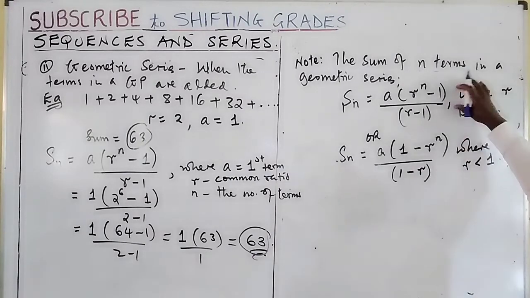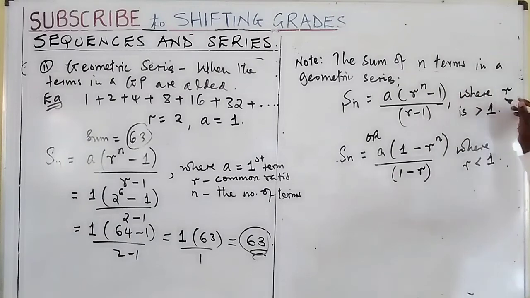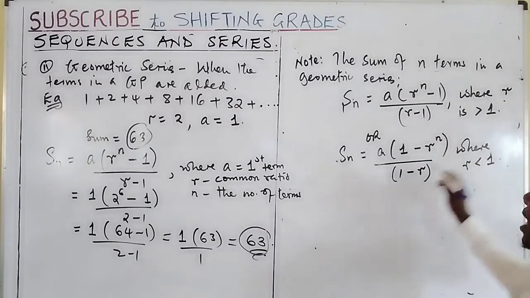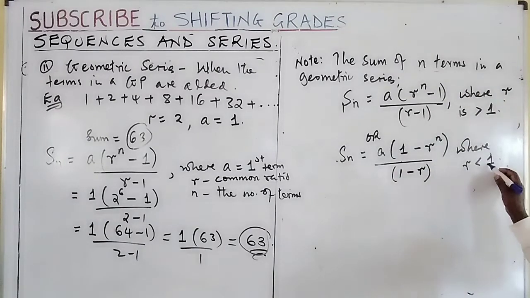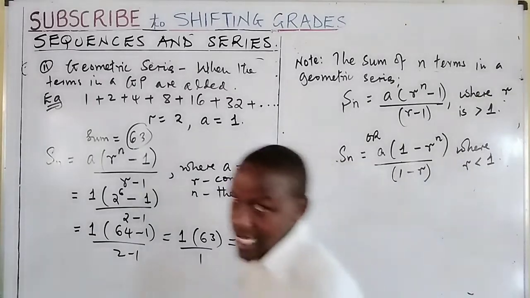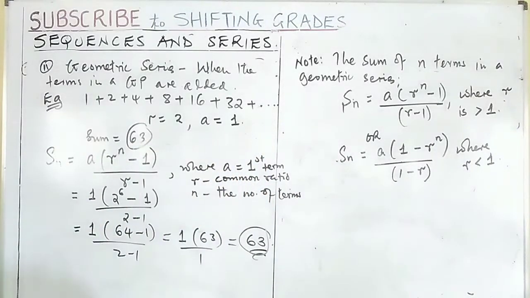So we use these two formulas: this one when r is greater than 1, and this one when r is less than 1. You can check an example for each case.